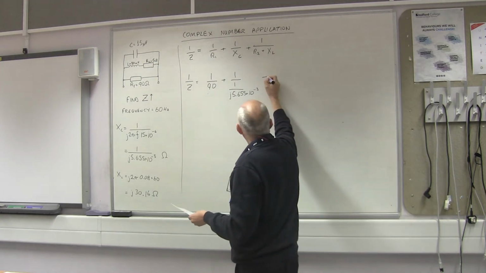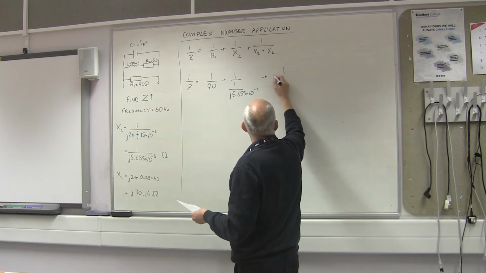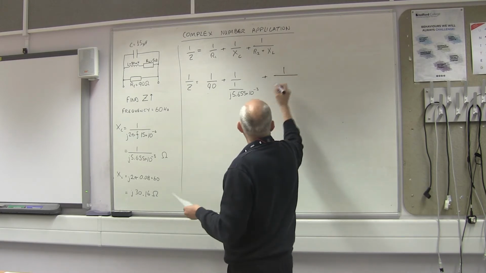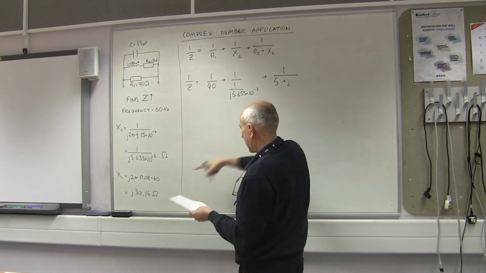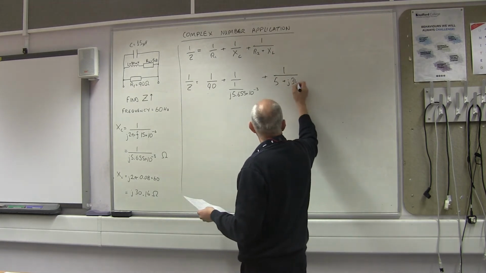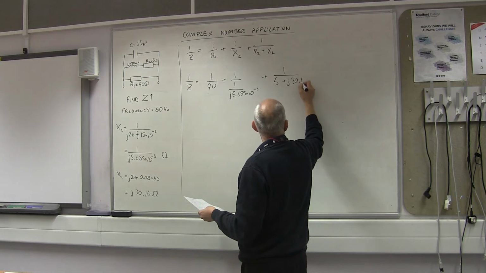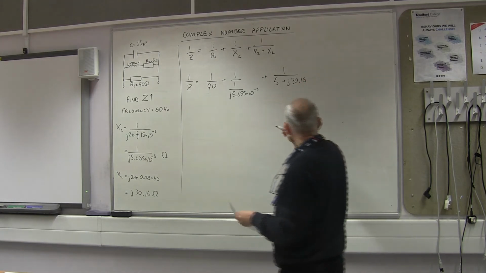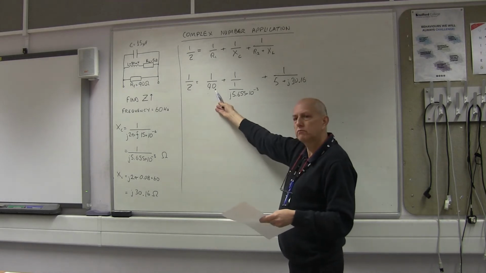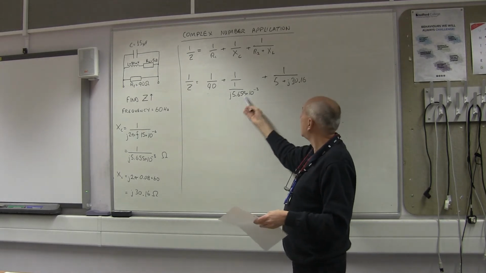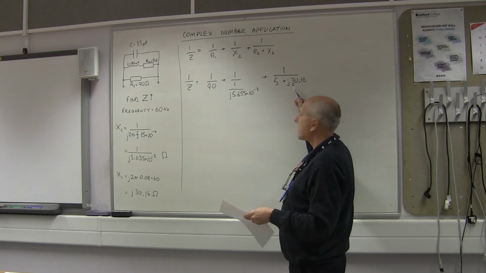And then I've got my final bit, which is 1 over R2, which is 5, plus J, and XL is 30.16 ohms. Okay, so if you look at it, what I've actually got here is a real number, an imaginary number, a real number, an imaginary number.